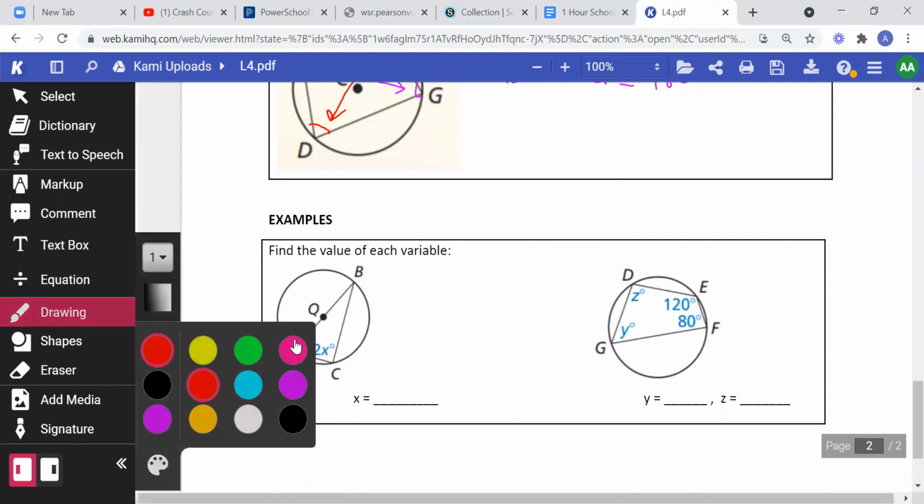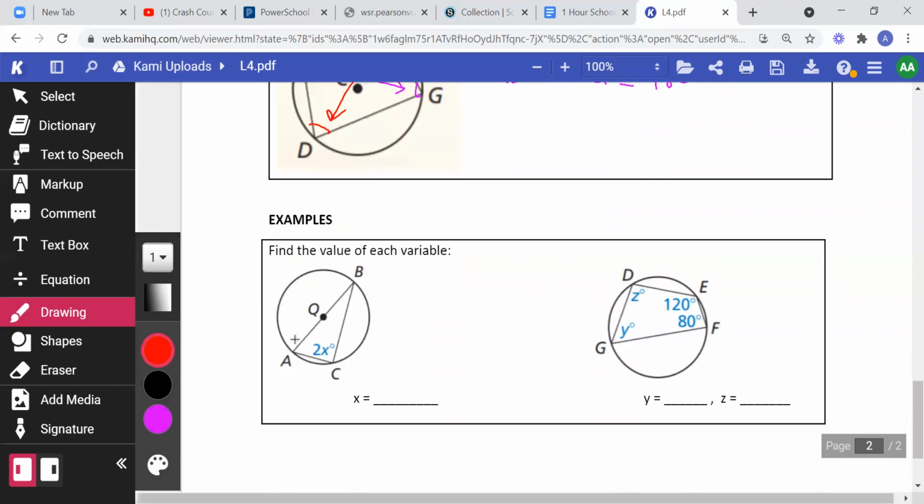Here, what do we notice? We see that one side of the circle is the diameter, as you can see, AB. That means the inscribed angle here is going to be a right angle. So this is an inscribed right triangle, okay? And if this is a right angle, that means 2x is going to equal what?